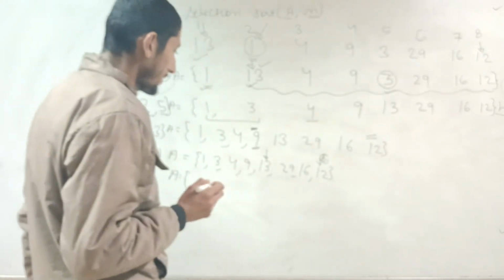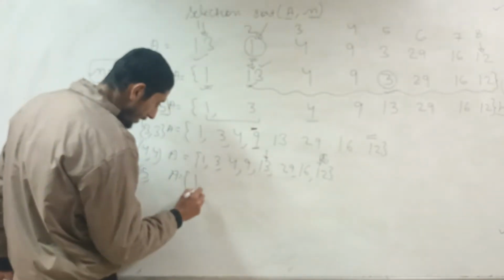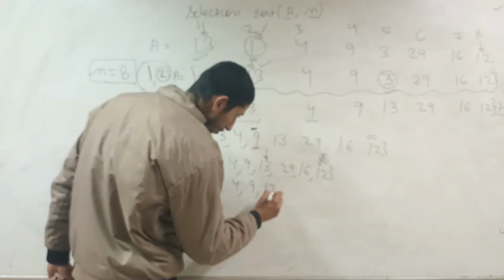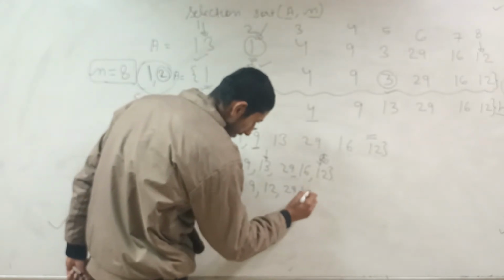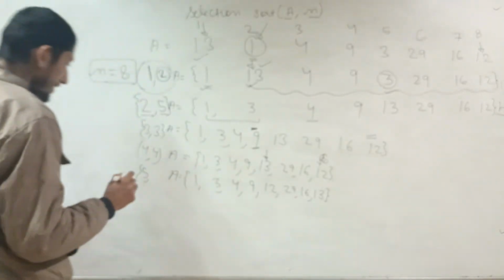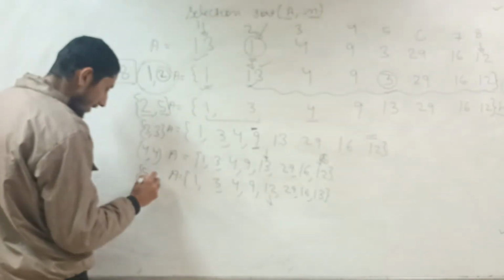Then what is going to happen? I will swap 13 with 12. So it becomes like 1, 3, 4, 9, 12, 29, then 16, then 13. Element number 5 has been swapped with element number 8.